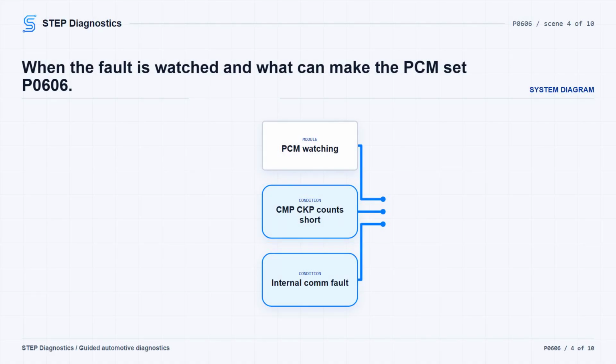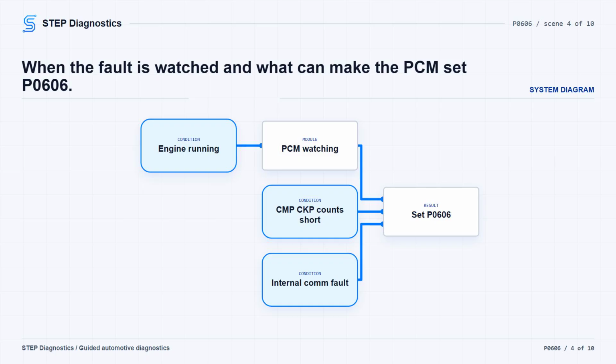Treat the run conditions as the monitor gate. This fault is monitored with the engine running. The PCM sets P0606 when it recognizes an internal failure to communicate, or when the CMP and CKP sensor count periods are too short. So the diagnostic logic is not just bad module. First, prove whether the fault is active. Then look for related cam, crank, or low voltage issues before condemning anything.